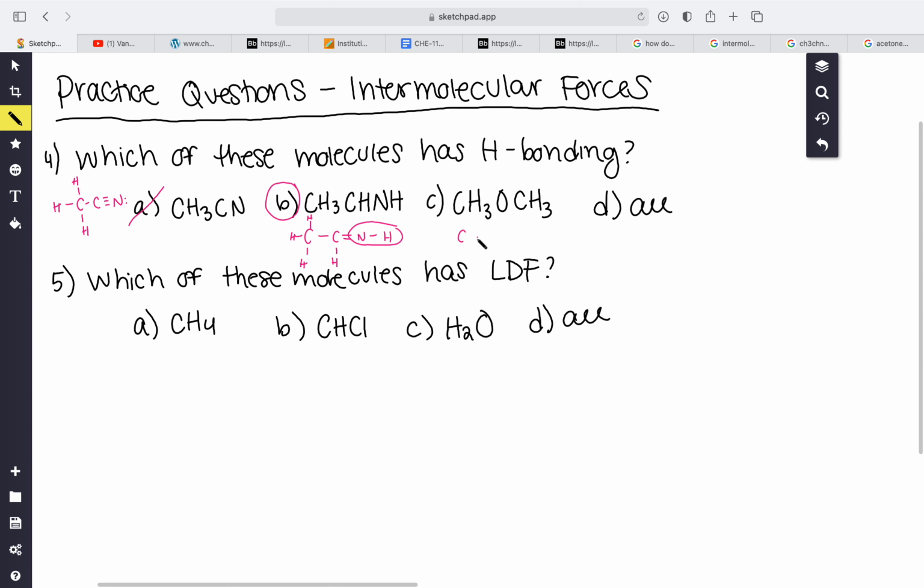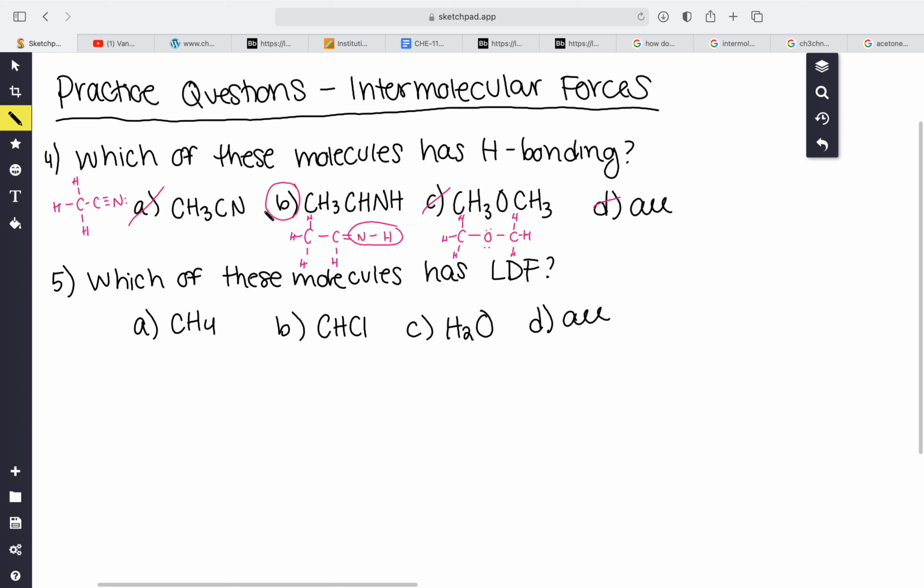And then our CH3, oxygen, CH3. Okay, so this oxygen is not bonded to a hydrogen. The oxygen is not bonded to a hydrogen, so we can say that this does not have hydrogen bonding. And the next one's all.